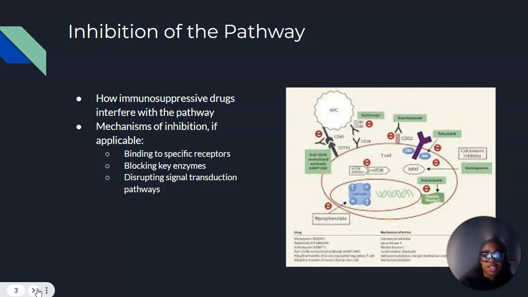For instance, some drugs may competitively bind to receptors on immune cells, preventing the interaction with activating ligands. Others may inhibit enzymes involved in signal transduction pathways, thereby interrupting downstream cellular responses. Additionally, certain drugs may interfere with cytokine production or function, leading to downstream effects on immune cell behavior. Understanding these mechanisms is essential for predicting drug efficacy and potential side effects, as well as for developing new therapeutic strategies.